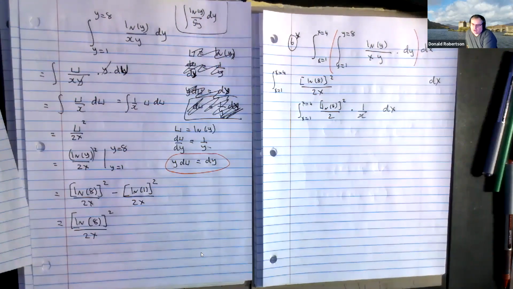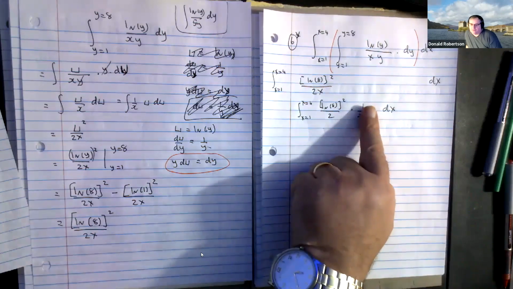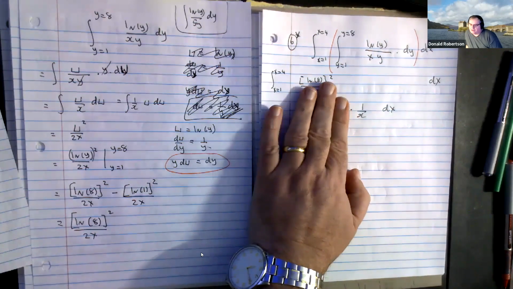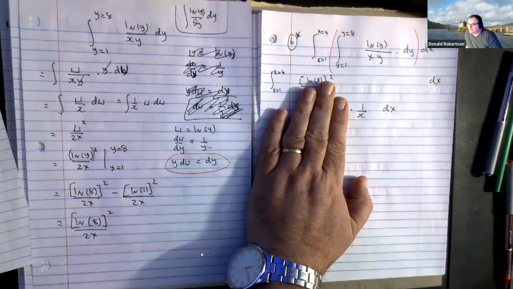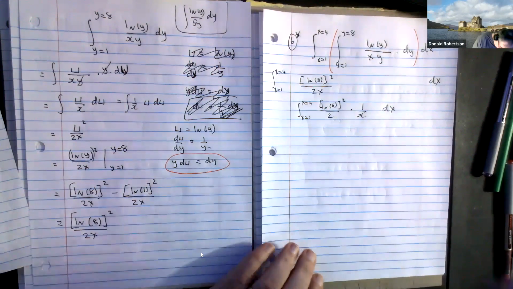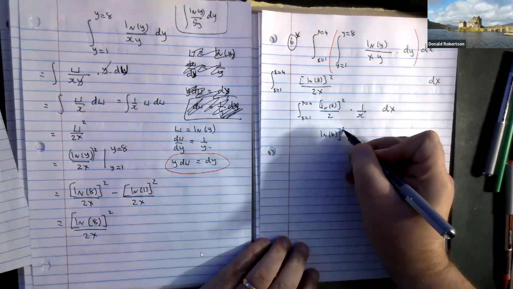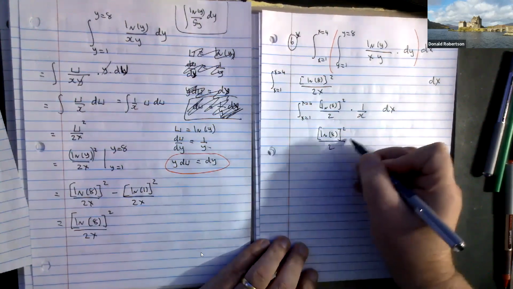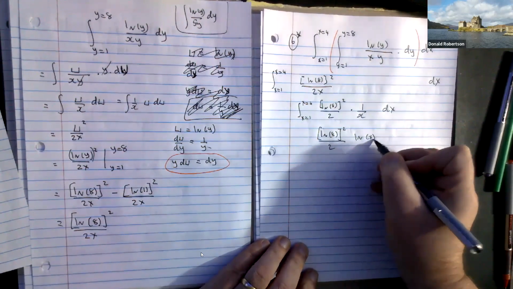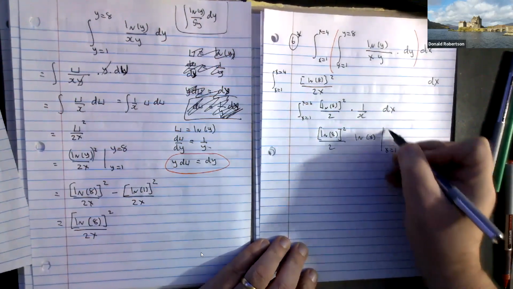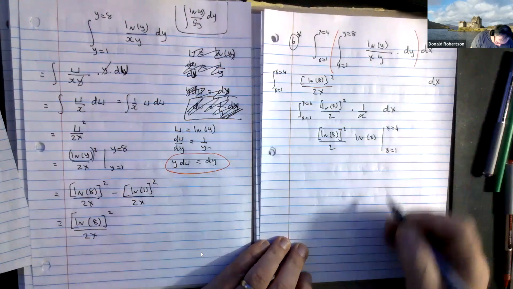If you leave it as log 8 all squared over 2x and you try and think of what its integral is going to look like, it's going to get very messy. So all I've done is pull out everything and say it's a fractional amount of 1 over x. That makes the integral much easier. Because if you integrate 1 over x, you just essentially get log x, evaluated at 1 and evaluated at 4.